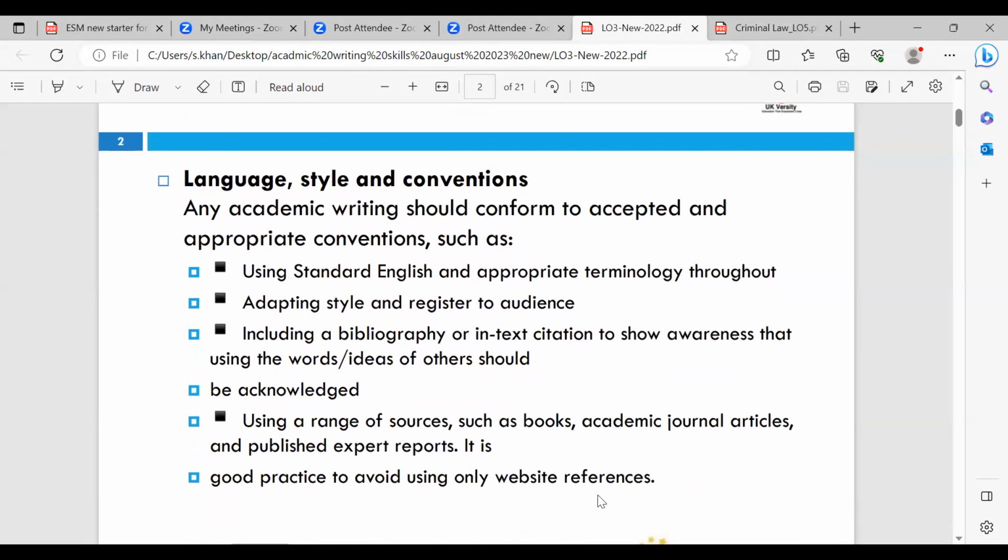So it's really important to use a different range of books, okay? Try to use different academic books, but also academic journals and published expert reports. It's good practice to avoid using website references all the time, okay? So if you're doing an assignment, make sure you use academic books, but also journals and websites if you want, but don't just rely on websites, okay?